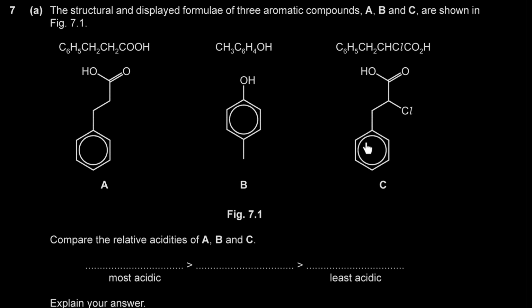Now, first of all, A and C have carboxylic acid groups, whereas compound B is a phenol, right? We should know that carboxylic acids are more acidic, so we know that B has to be the least acidic, okay? B has to be the least acidic.